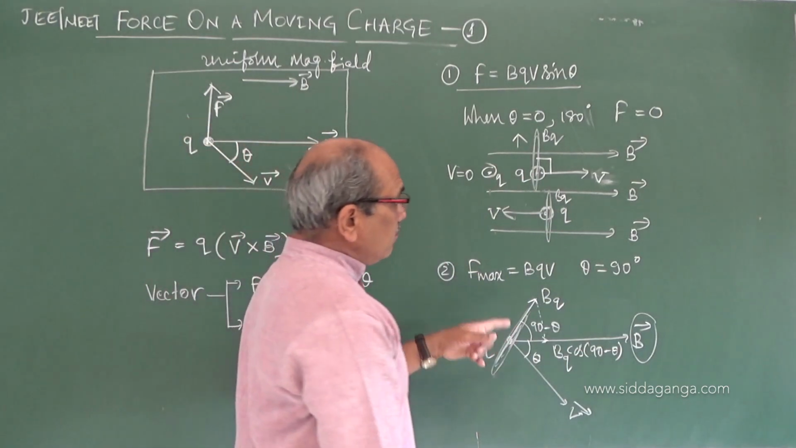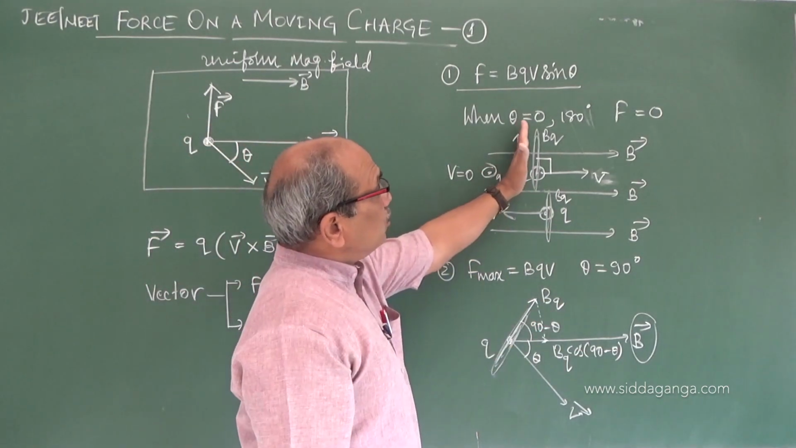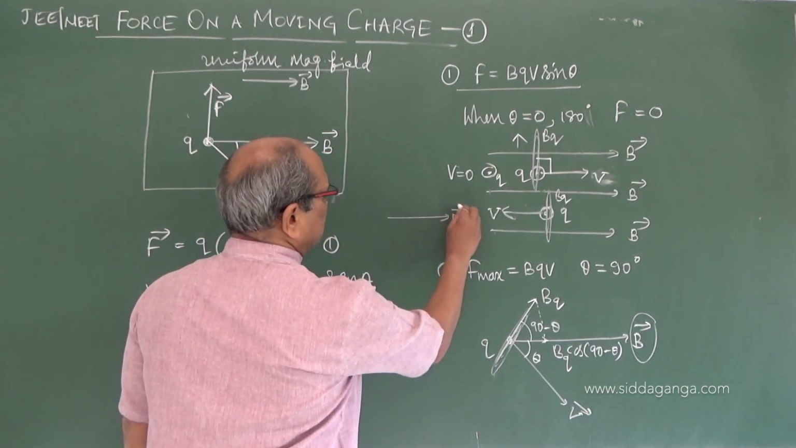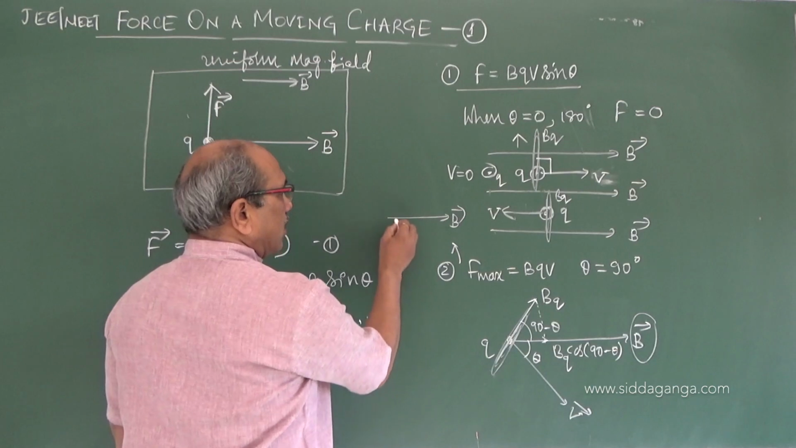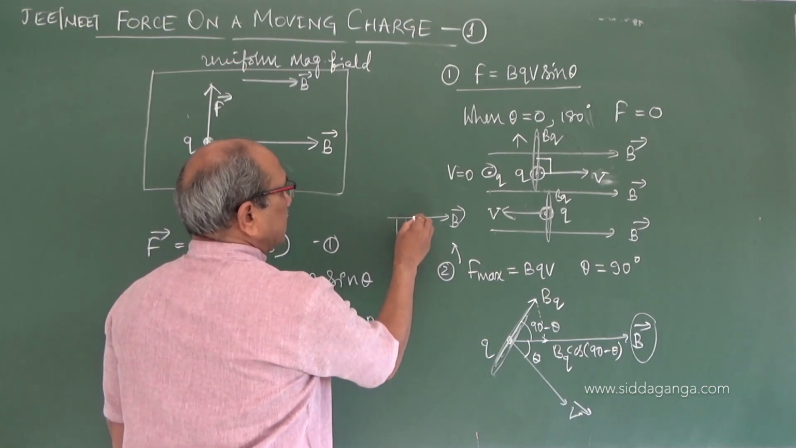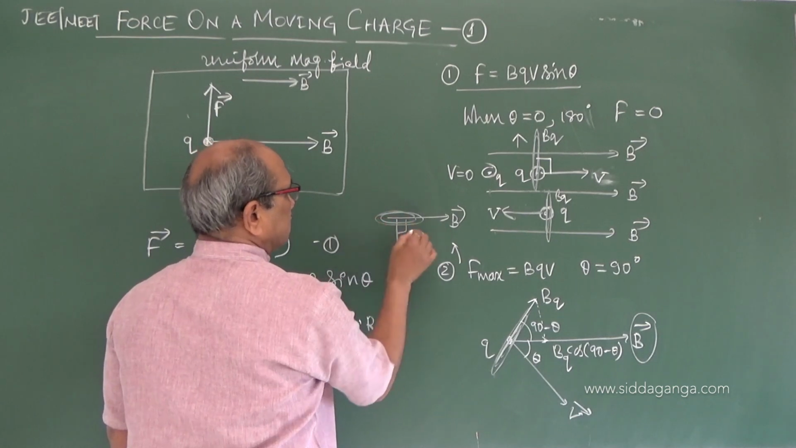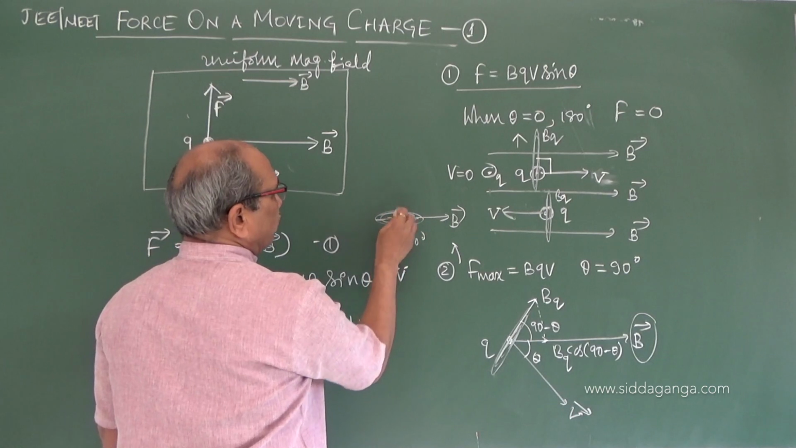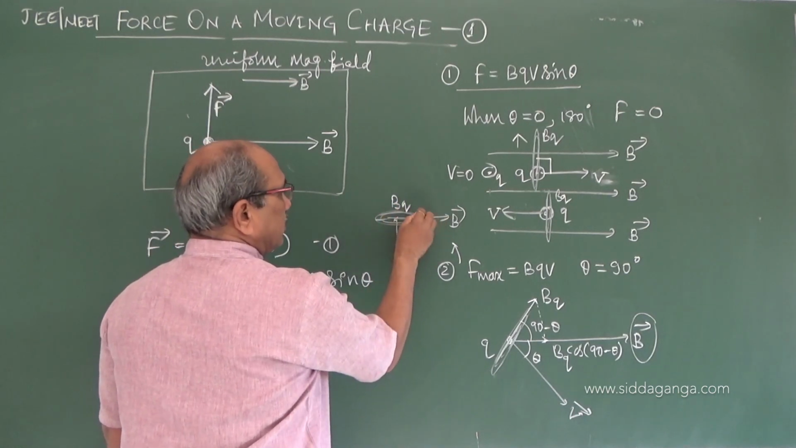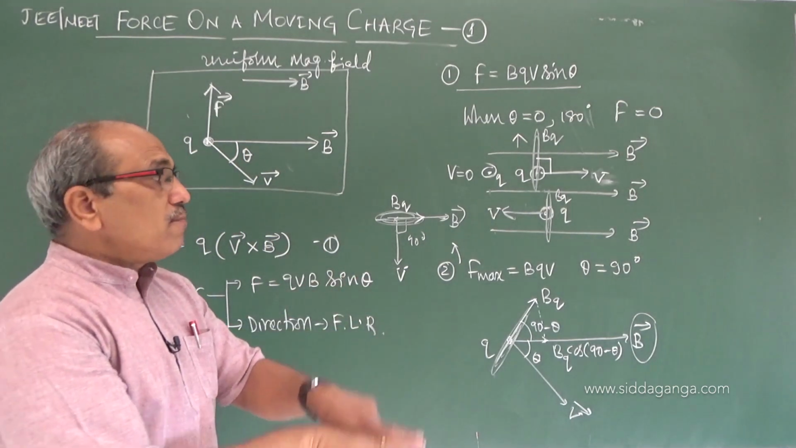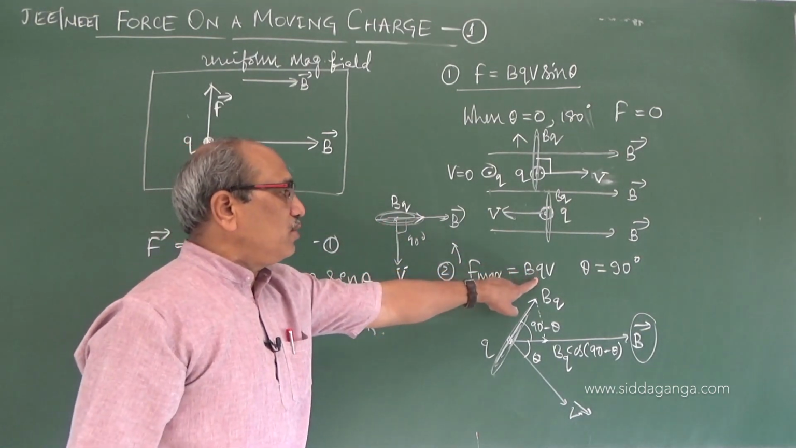But as the interaction goes on increasing, take another case: this is the direction of B, and the charge moving perpendicular, meaning 90 degrees, the interaction becomes maximum. This is the charge moving in this direction, the magnetic field produced will be in line, parallel to B, giving maximum interaction and maximum force, equal to BQV.